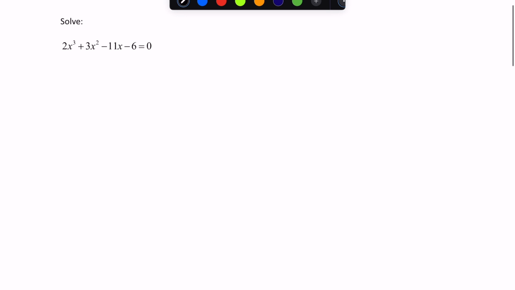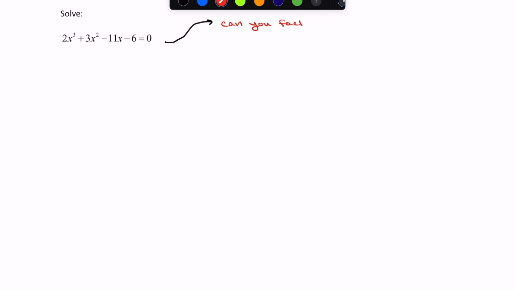Okay, so let's move on to a little bit more difficult problem here. It says 2x cubed plus 3x squared minus 11x minus 6 is equal to 0. The first question you want to ask yourself is, can you factor by grouping? If you can factor by grouping, it makes the question a lot easier. In this situation, if we look at our first two terms and our last two terms, there's no common factor that will be able to be factored out here.